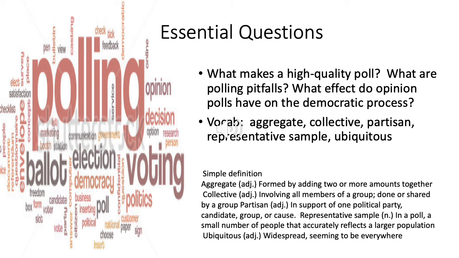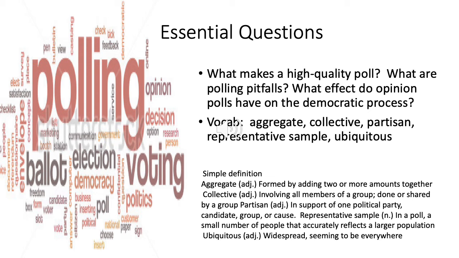Vocabulary, in case you're not sure what those mean, take a second to write down the vocabulary, which will come up in the video: aggregate, collective, partisan, representative, sample, and ubiquitous. So aggregate is an adjective meaning formed by adding two or more amounts together. Collective is also an adjective involving all members of a group, done or shared by a group. So, like the whole senior class. That would be a group. So that would be collective.